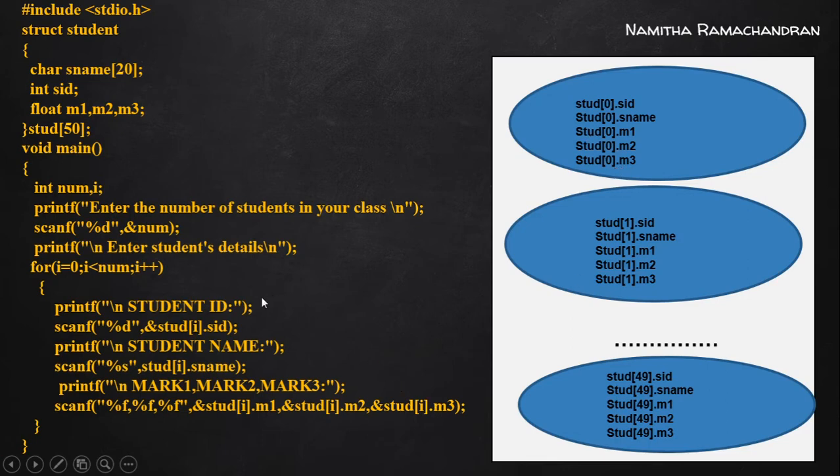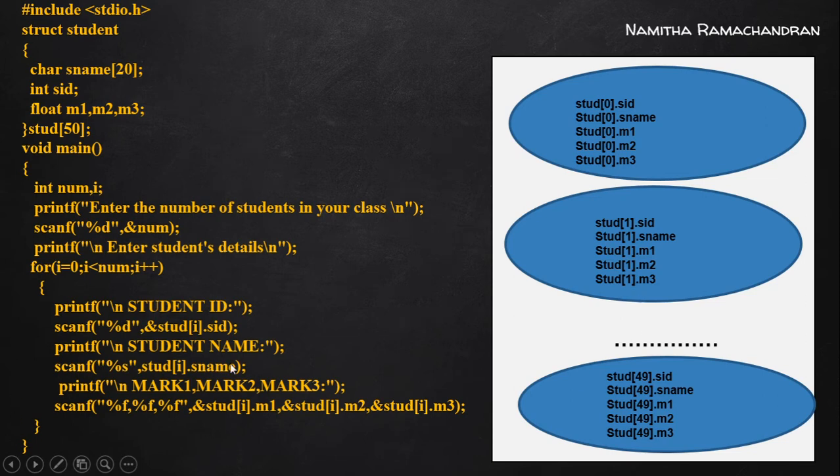Okay, after that we increment the I value by 1 and read the second set of student details. All these actually represent the details of our second student. That is stud1.sid, stud1.sname, and stud1.m1, stud1.m2, stud1.m3. All these are pointing to another set of memory allocation represented here.